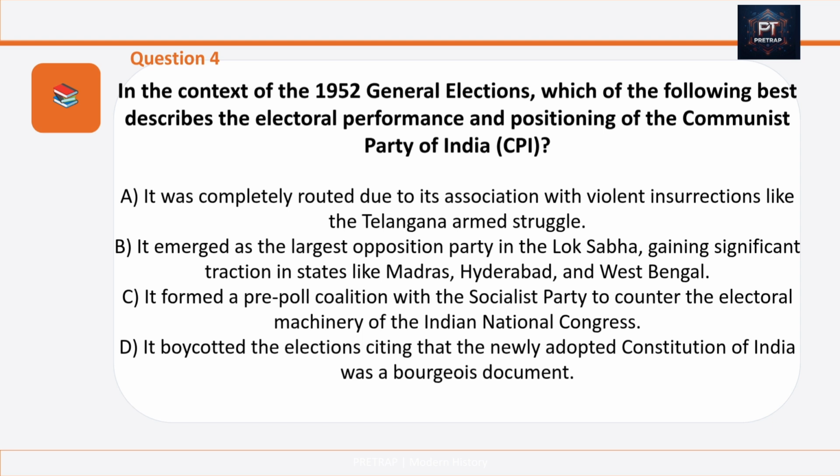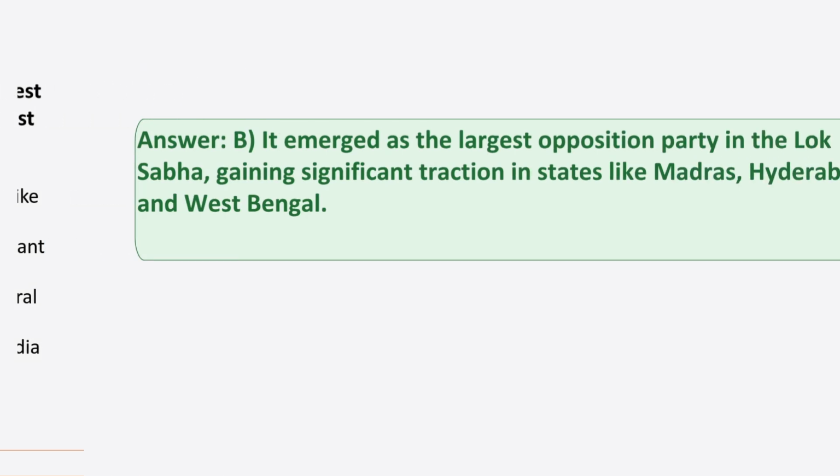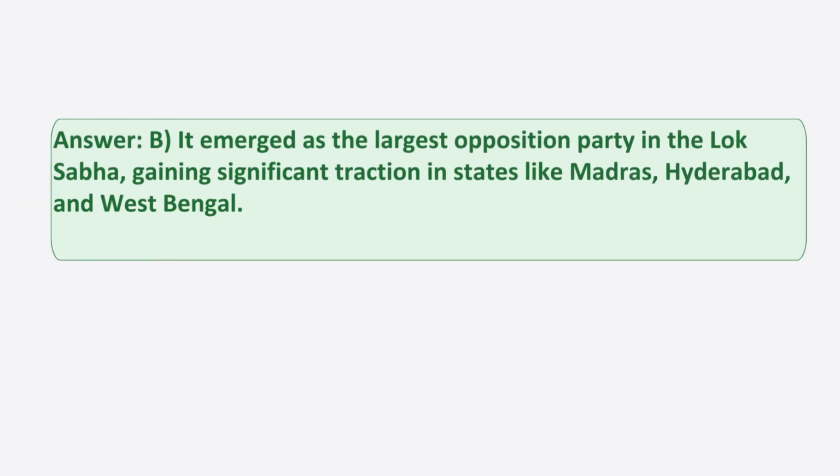Option D, it boycotted the election, citing that the newly adopted Constitution of India was a bourgeois document. And the answer is option B, it emerged as the largest opposition party in the Lok Sabha, gaining significant traction in states like Madras, Hyderabad and West Bengal.